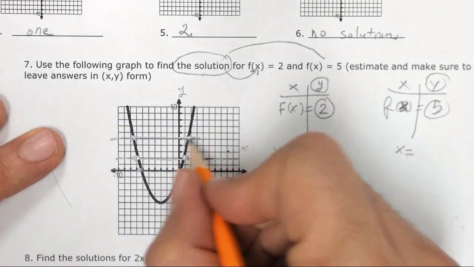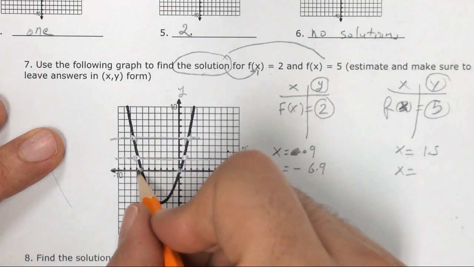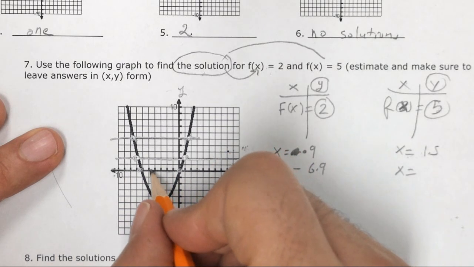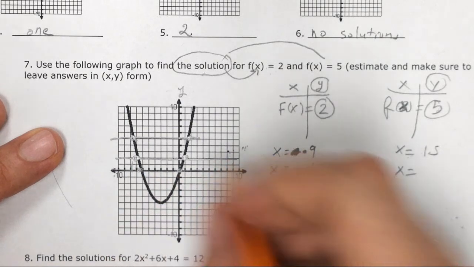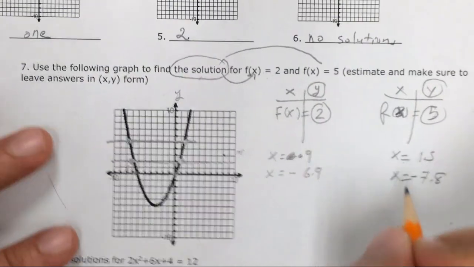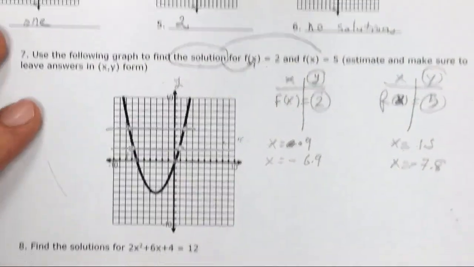X equals between 1 and 2, say 1.5. And x equals between 6 and 7. Let me see. 1, 2, 3, 4, 5, 6, 7. Between 7 and 8. So negative 7.8. Or negative 7.5 or negative 7.6. As long as you approximate somewhere close to it, you're good. Alright, let's keep going.